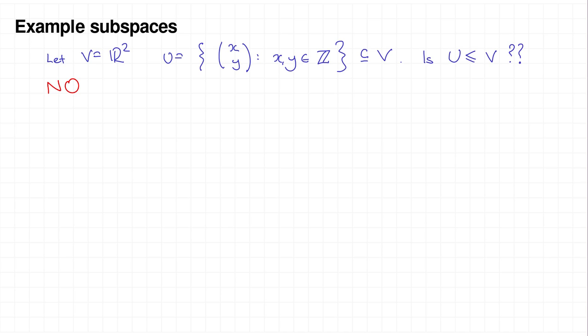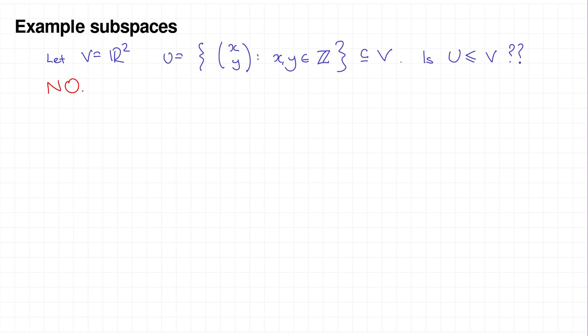Okay, the answer is no. U is not a subspace of V. It passes 2 of the tests and it fails 1 of the others. So U passes condition 1 to be a subspace. It does contain the 0 vector because 0 is an integer, so the vector 0, 0 is in U.